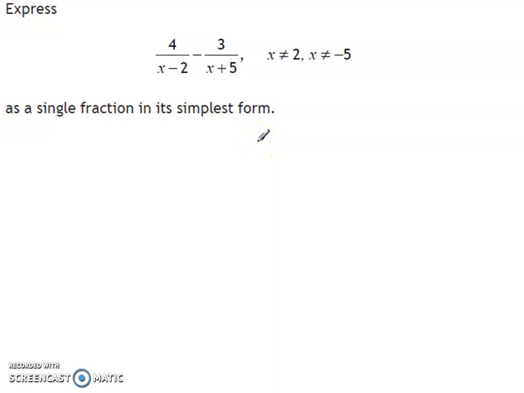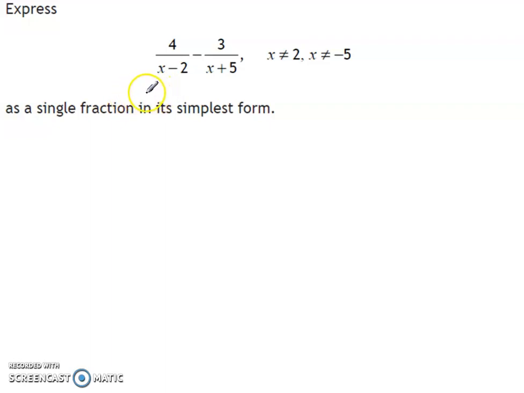Again, here's another question that's standard format for most Nat 5 exams. It always involves algebraic fractions. Now, it can come in several formats. One could be that you've got an equation with algebraic fractions in it and you've got to solve that equation.